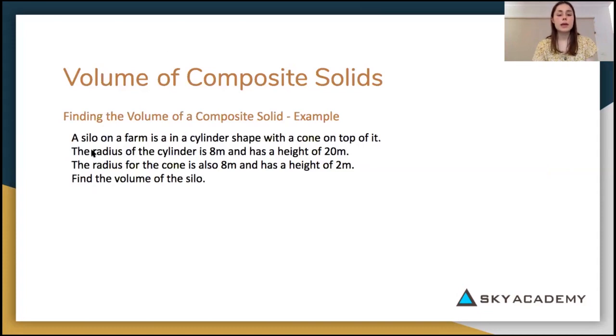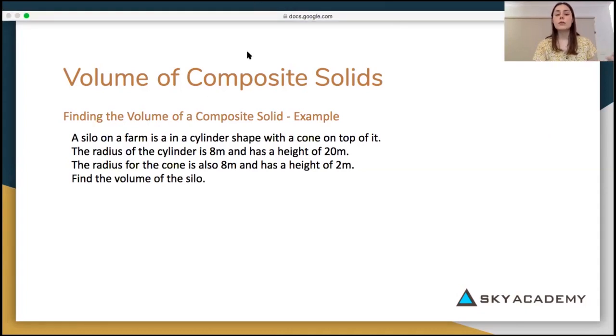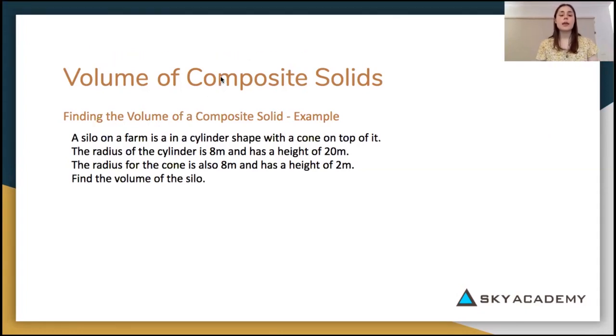Here we have a question with a silo on a farm. A silo is where they store the wheat or the grain or the food on a farm, and it is in a cylinder shape with a cone on top of it. The radius of the cylinder is 8 meters and has a height of 20 meters. The radius for the cone is also 8 meters and has a height of 2 meters. Find the volume of the silo.